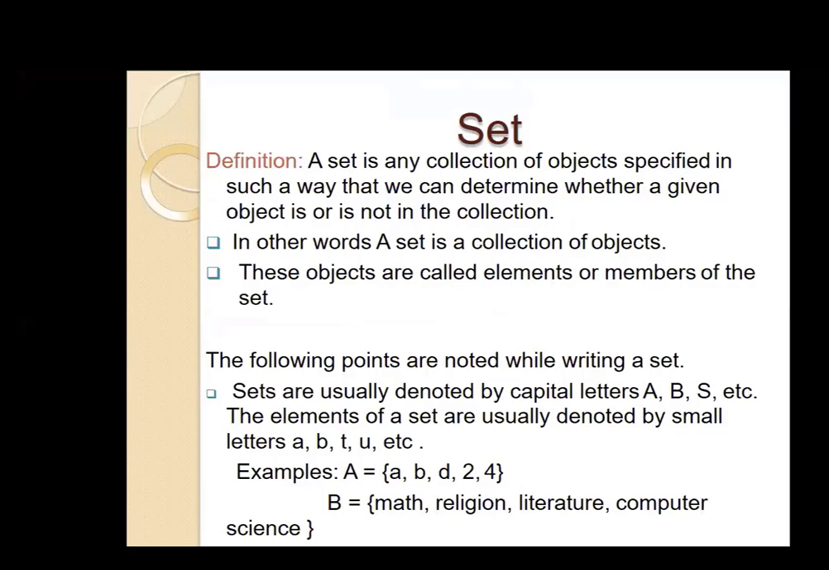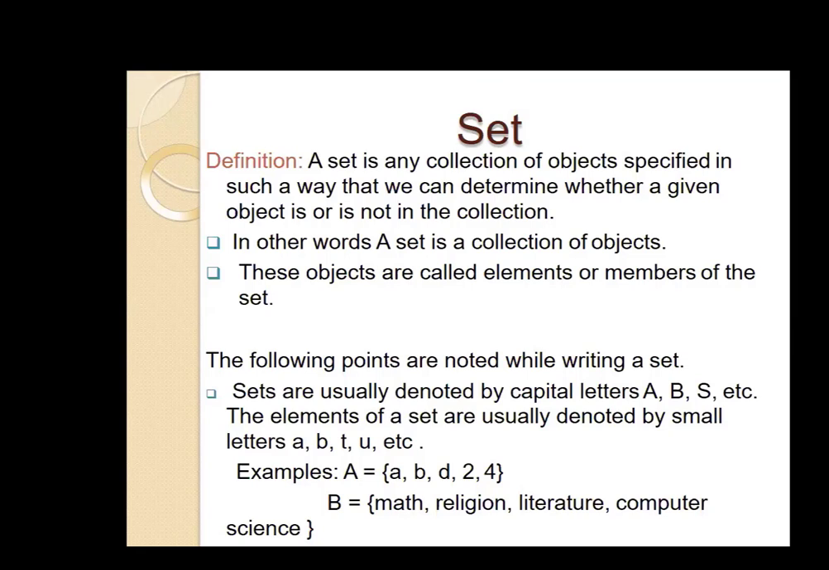In our previous classes, we have already learned about the set. The definition of set says a set is any collection of objects specified in such a way that we can determine whether a given object is or is not in the collection. It means when the objects come in a particular form of collection, it makes a set. Or in other words, you can say that A is a collection of objects.